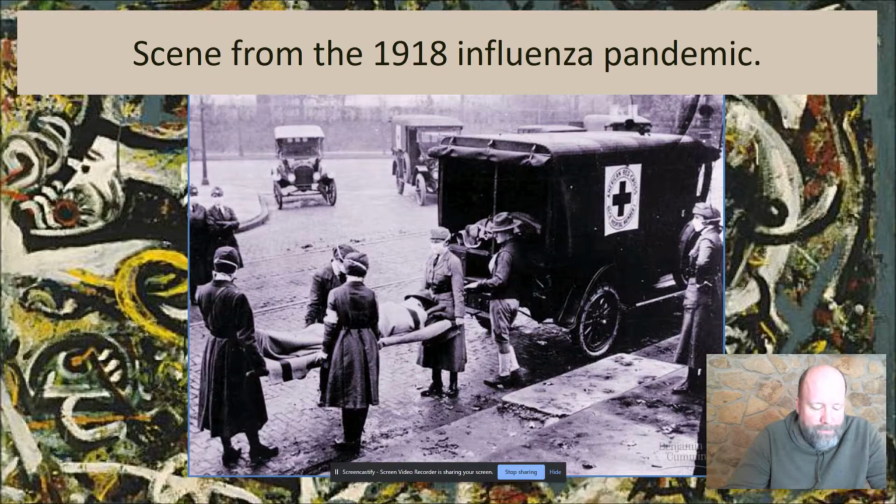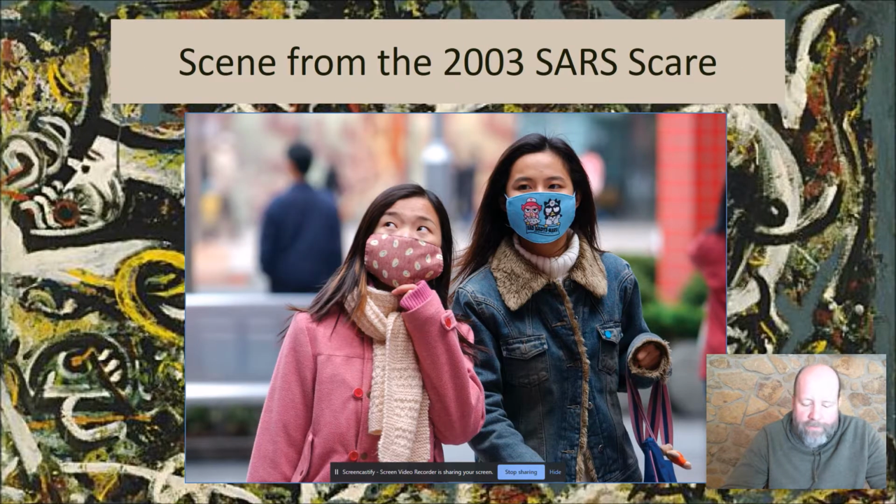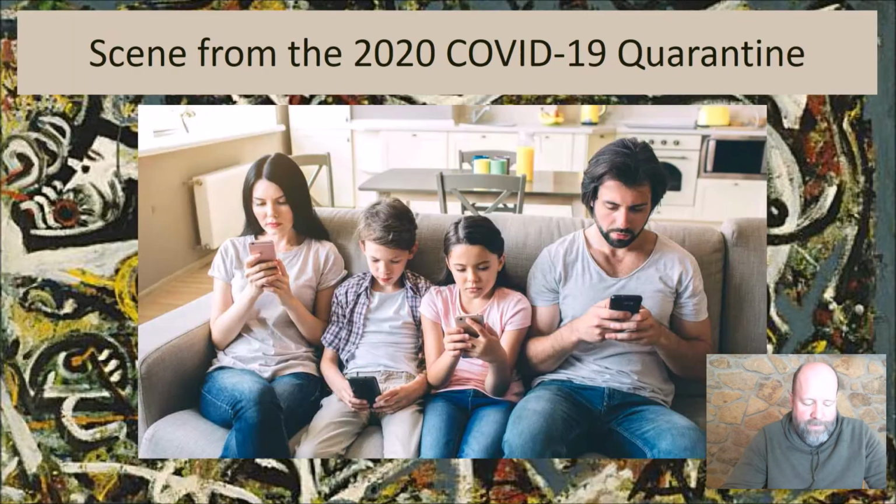Just some pictures seen from the 1918 flu pandemic. An especially nasty bug, worse than what we got now, definitely. A lot more deadly, and deadly to people that weren't old. Seen from the 2003 SARS scare. We also had a virus back then. You guys were too young to even know anything about it, is my guess. This is maybe not entirely representative of the COVID-19 scare, because there's nobody playing Animal Crossing as far as I can tell.